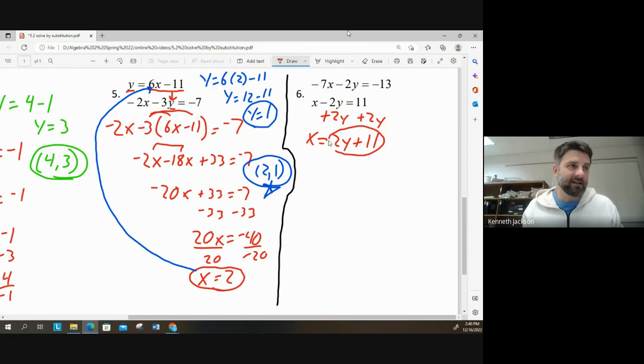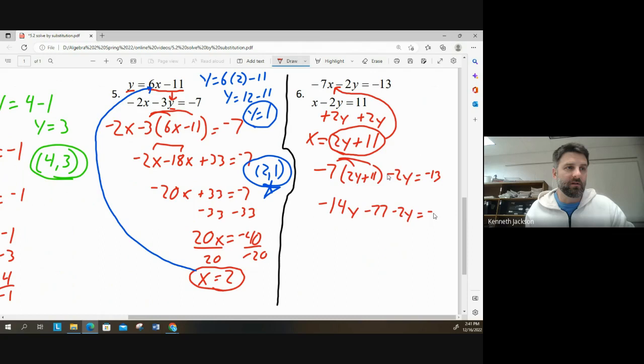I can take this stuff and plug it into, substitute it into the other equation. That's negative 7 times x, but x in this case, remember, is 2y plus 11. That's the substitution. And I need to copy down the rest of it, which is minus 2y equal negative 13. From here, I should be able to solve. To get rid of the parentheses, I distribute. After you distribute, you combine like terms. Well, that's minus 77.